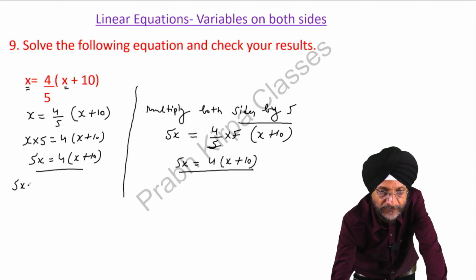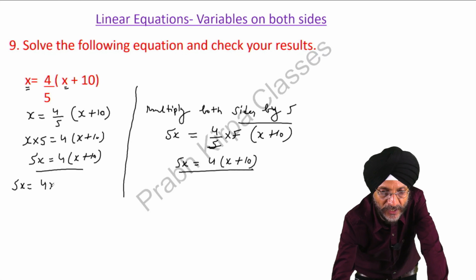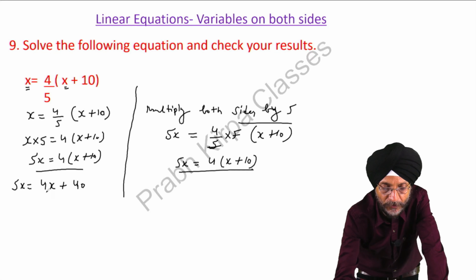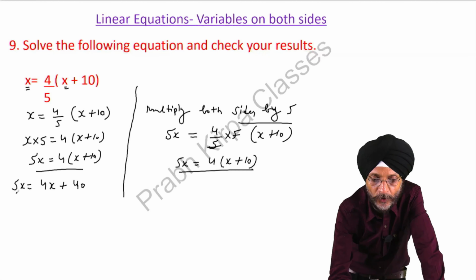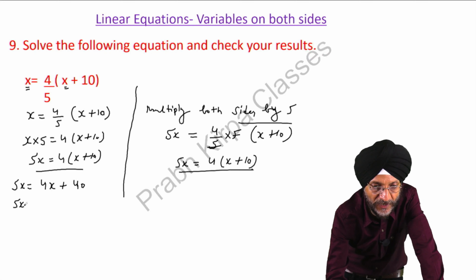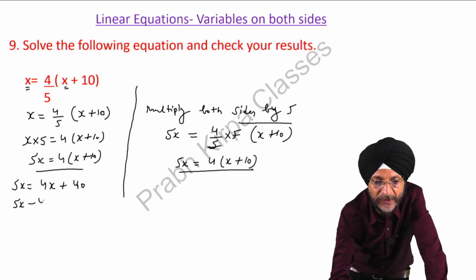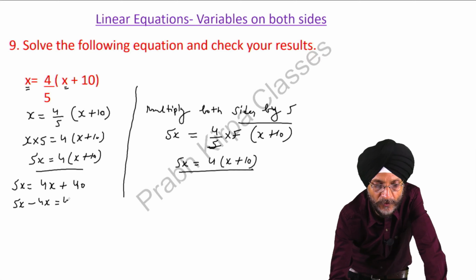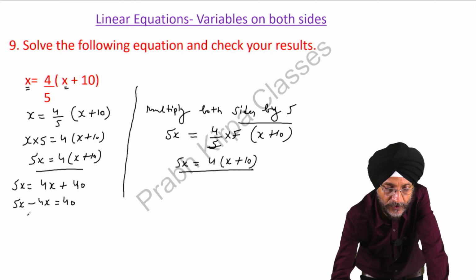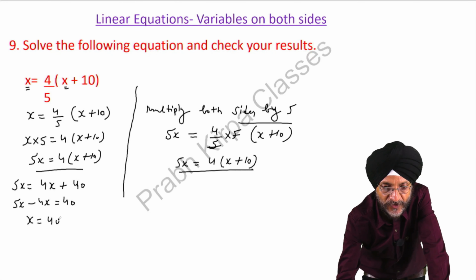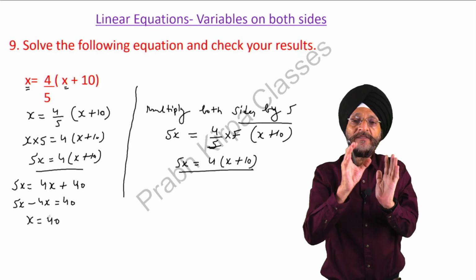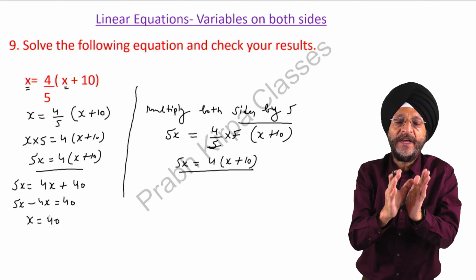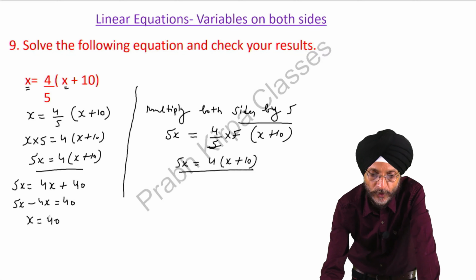So 5x is equal to, here we will break the bracket. It will be solved as 4x plus 4 into 10, 40. So now we will take this variable to the other side. 5x, here it is plus, it will become negative, is equal to 40. So x is equal to 40. So far we have arrived at only the value of the variable, that is x. Now we have to check.